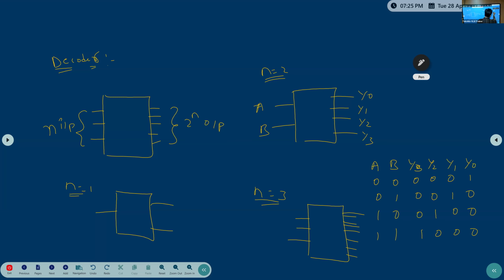So now if you are writing the equations, Y0 equal to A bar B bar. Y1 equal to A bar B. Y2 equal to A B bar. Y3 equal to A B. That's it. Clear? The representation of the circuit will be difficult.